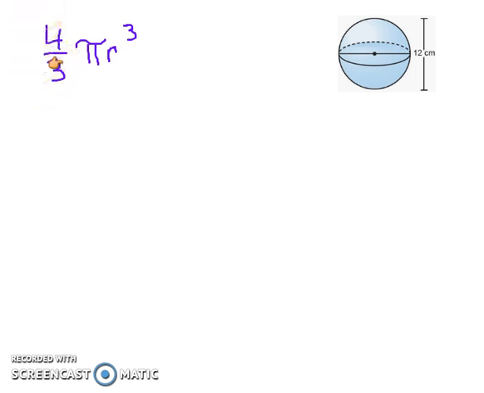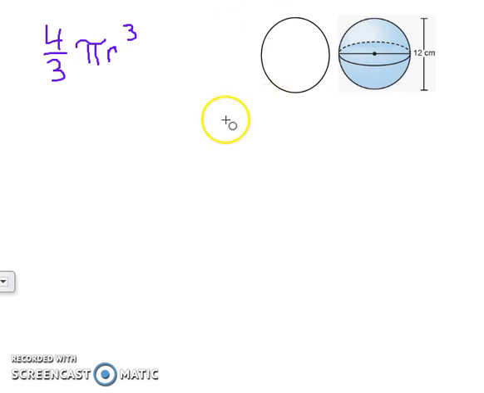The second thing that we have to do is make sure we know what our r is, right? Our r is our radius. So let's look at this sphere right here. It looks like a height, doesn't it? But let's think about what a sphere is, right? It's like a 3D circle.